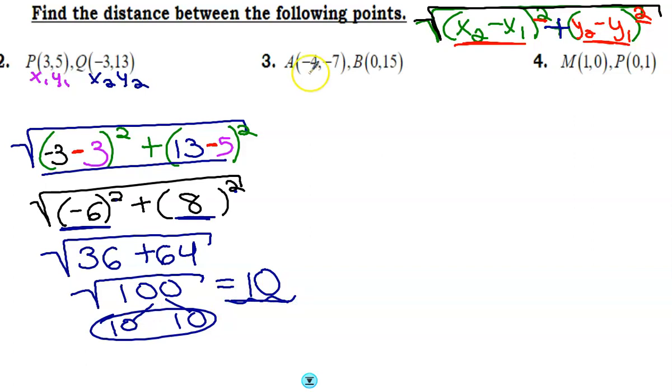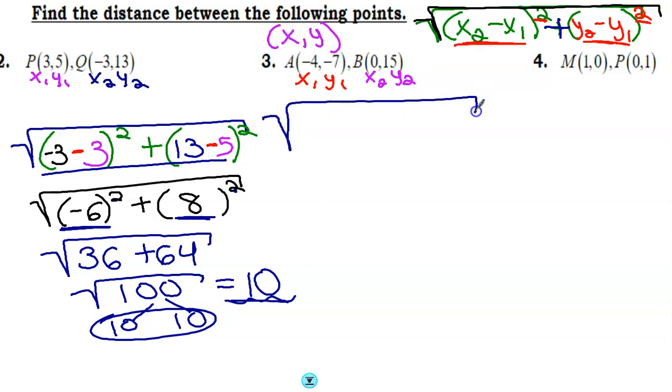All right, number 3, x1, y1, I'm labeling. x2, y2, because my points on a graph are x, then y. So I'm labeling them so that I know the difference between them. All right, now I'm going to do x2, which is 0, minus a -4.